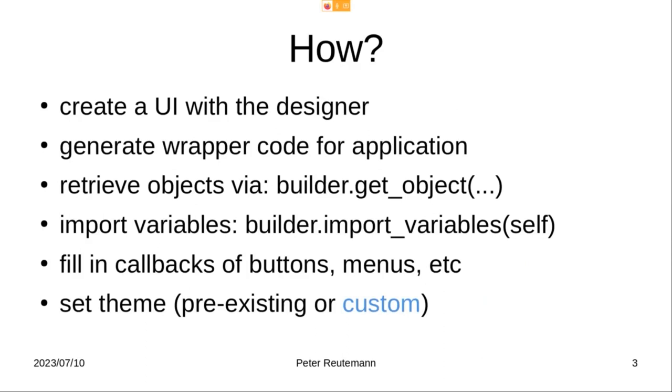So how does it actually work? You can create your user interface with this designer. In order to run the code, it generates a little bit of wrapper code for loading the XML and building the interface. Then, for further integrating with events and whatnot, you can tie those into your application. You can also retrieve objects from the user interface via the names or IDs that you've given them. You can import certain variables; we'll go into what the variables are later on. You can then also fill in the callbacks that you've defined within the user interface, and the wrapper code has certain stubs for that. And of course, you can also set the theme, either ones that come with Tkinter, or some that are a bit more fancy, and you can do some theming on them as well.